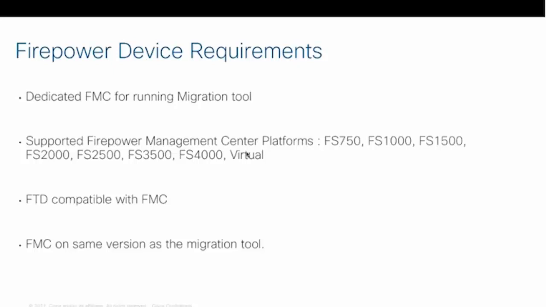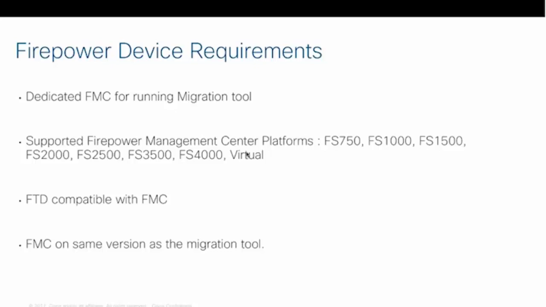Now we will discuss the FirePOWER device requirements. As discussed earlier, we need a separate instance of FirePOWER Management Center in the production network and a separate dedicated instance for running the migration tool. The FirePOWER Management Center listed here will support the migrated configuration file provided by the migration tool. Also keep in mind that for applying this migrated configuration from the FMC, the FTD should be in a compatible version with the FMC and should already be registered to the FMC.